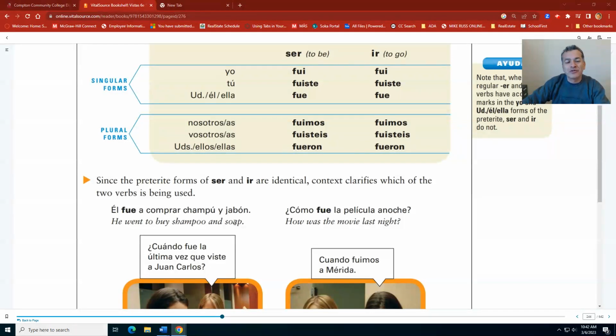What is the verb that we're using, ser or ir? Of course, it is ir, to go. He went. The context will tell you what verb we're using. Let's take a look at the other example. ¿Cómo fue la película anoche? How was the movie last night? Ser or ir? Ser, to be. How was the movie last night? The context will tell you what verb we're using.